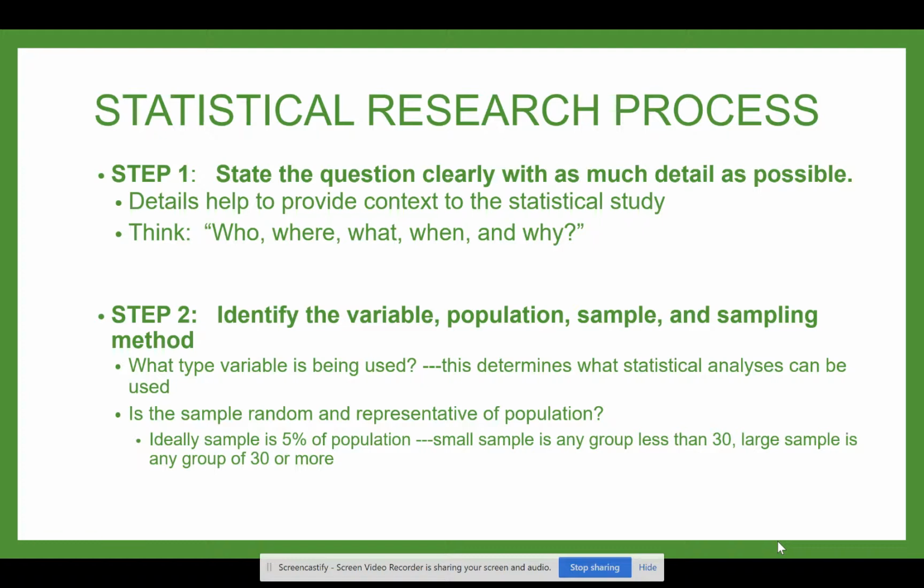You also want to ensure that your sample is random and representative of the population. Ideally, if it's possible and feasible, we'd like to have a sample that is at least 5% of the population. Sometimes that is not feasible, and so we use the rule that a small sample is any group less than 30, and a large sample is any group of 30 or more.